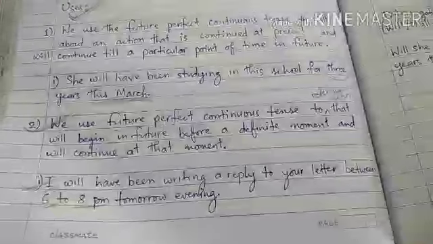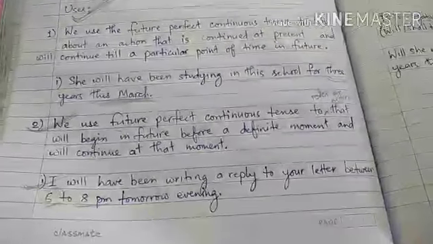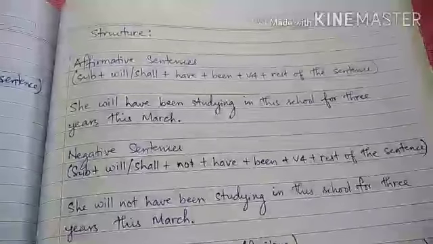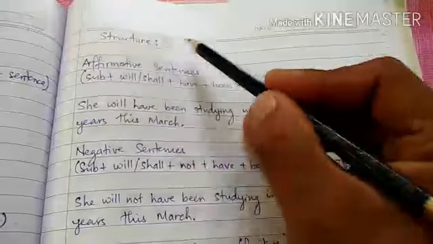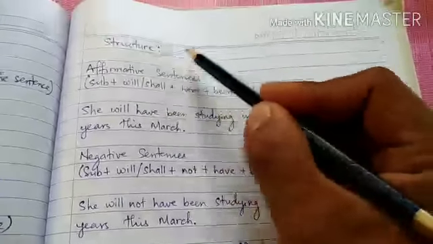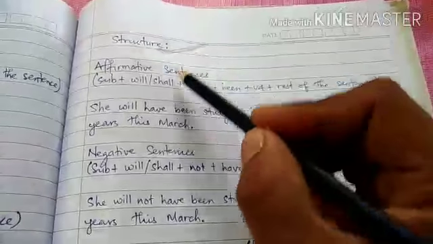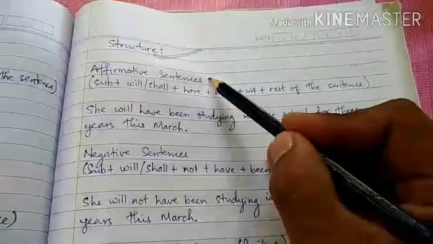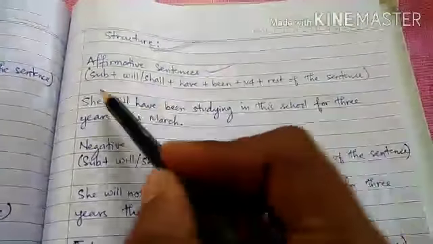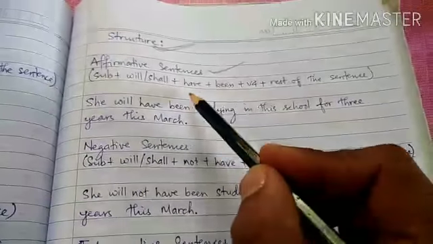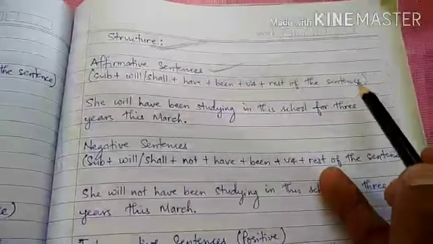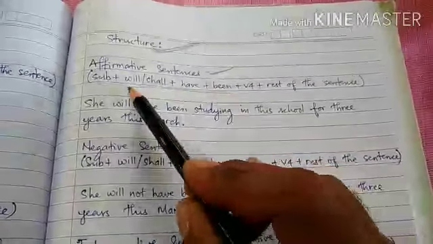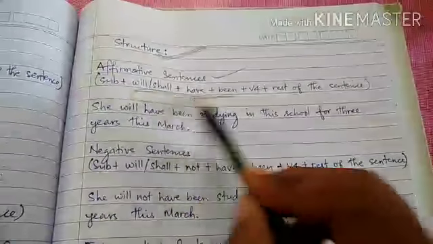Okay, students, I hope you have understood the uses of the future perfect continuous tense. Now we will move ahead to understand the structure of different sentences in the future perfect continuous tense. So at first we will see the affirmative sentences. You have already understood subject plus will or shall plus have plus been plus verb plus ing plus rest of the sentence is the structure of affirmative sentences in the future perfect continuous tense.